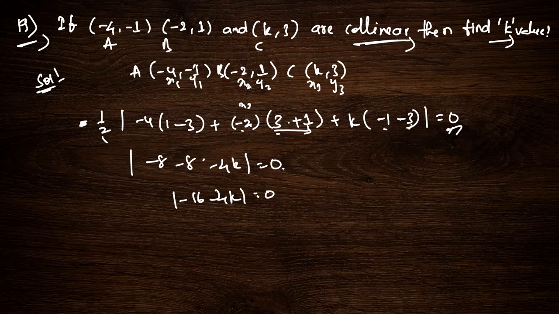Okay, so we'll do one thing here. Minus 4k is equal to 16. 4 ones are 4, 4 fours are 16. K is equal to minus 4 is the answer here.